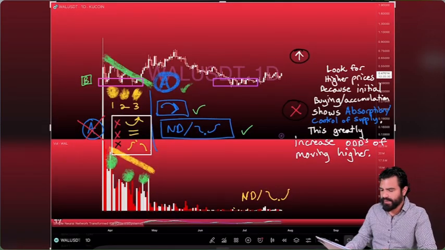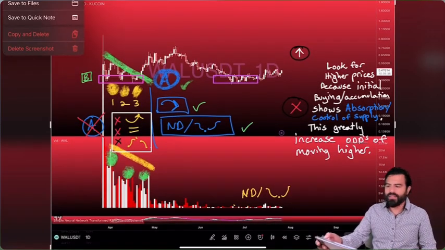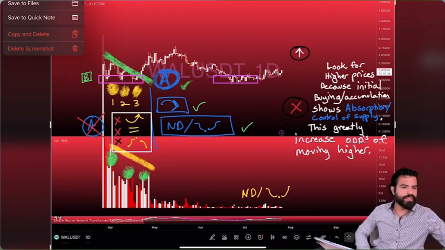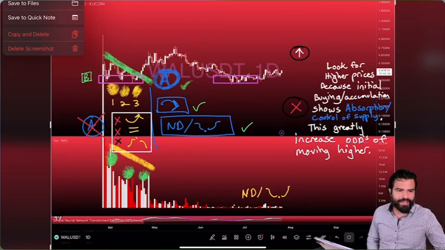Now, this coming month in our chart room, we're going to be having a lot more new things, and I'm excited to show you many things. Go ahead and take a screenshot.